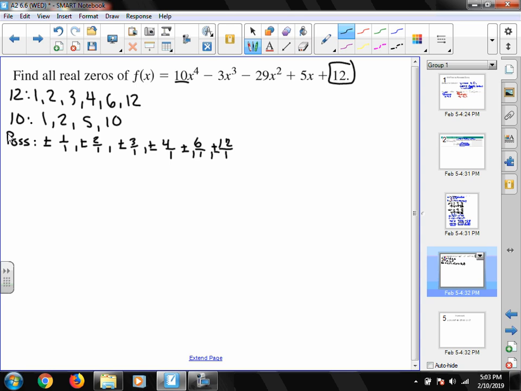But now, that only takes care of dividing by one of the factors. So I'm going to do the same thing with all the factors of 12 divided by 2. So I'm going to go plus or minus 1 over 2, plus or minus 2 over 2, plus or minus 3 over 2, plus or minus 4 over 2, plus or minus 6 over 2, plus or minus 12 over 2. Now, I realize some of these have already been done in some way, shape, or form. I list everything to make sure that I get them all. If I forget one, that could be a problem for me.